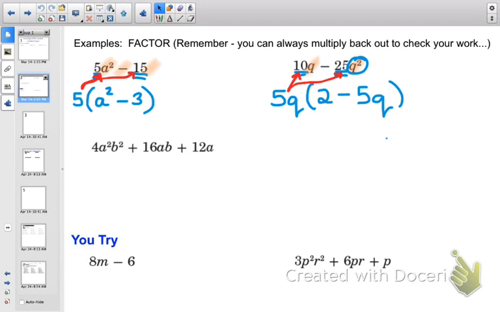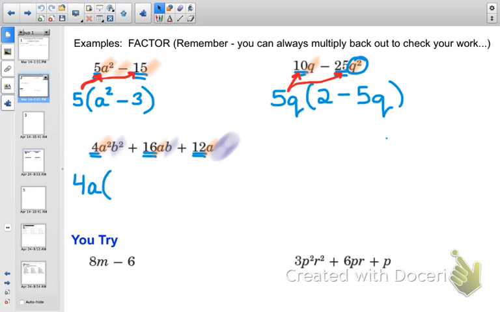The third example, we have 3 terms, so it has to be a factor of all 3. So if we look at our coefficients, 4, 16, and 12 are all divisible by 4. Then we'll look at our a's. A squared, a, so we can only pull out a single a. If we look at our b's, that last term doesn't have one, so we cannot take out any b's.